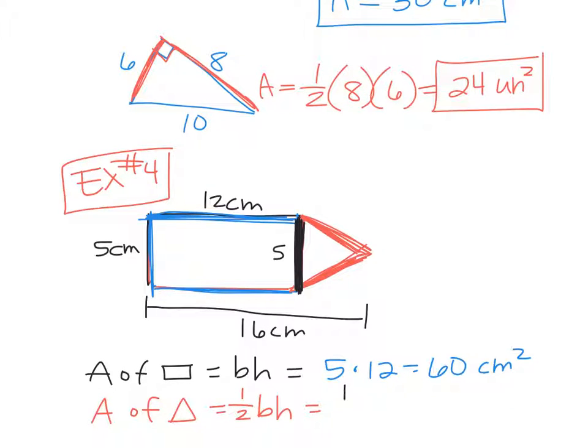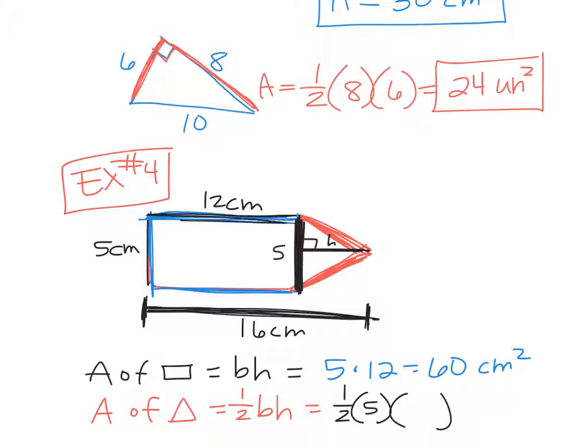So that's going to be our base. So it's going to be 1/2 times 5, but we need to figure out our height. So we need to figure out this length. This would be our height. Anyone see how you could do that? Takes a little extra figuring. This is 16, right? The whole thing. This is 12. What is this? 3.